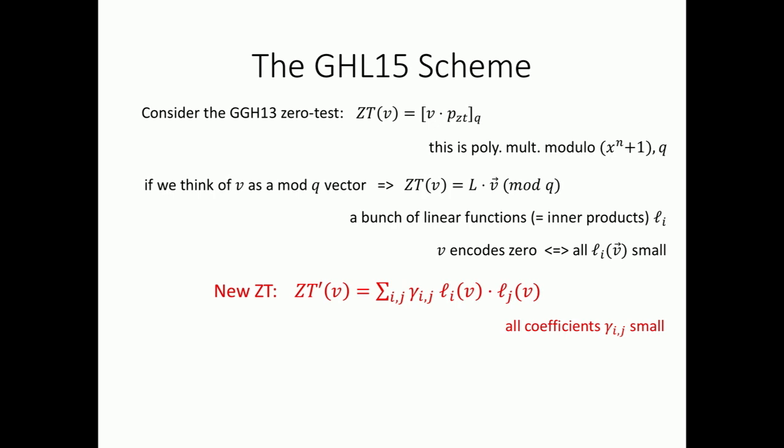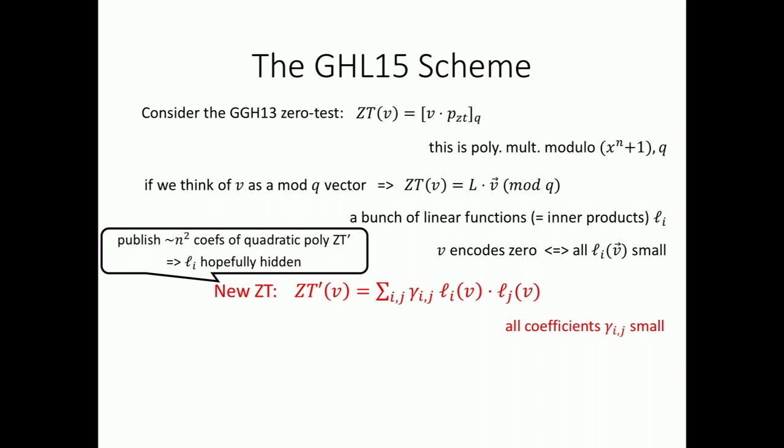If you get a sum of many degree one tensors, it should be hard to decompose and get back these degree one things. And perhaps this new zero test is going to hide these linear functions that are supposedly bad. So the hope was that if I only give you this new zero test in the form of just giving you all the coefficients of this new quadratic function of v, then this would hide the structure behind the linear zero test. So again, I'm thinking about the GGH13 zero test just as a bunch of linear equations modulo Q.